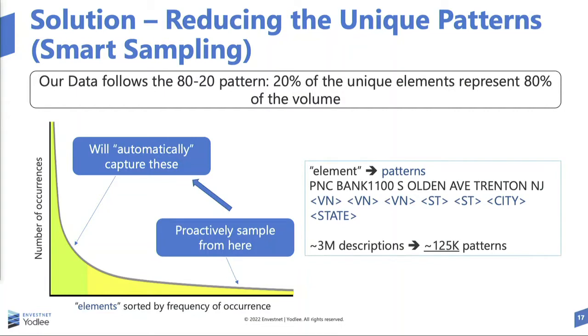So instead of trying to go look at the element level, can we go look at a pattern level? And then how do we define those patterns, right? Those are, I talked about earlier, how do we tag our data? These are different tags. And if you look at those tags and classify that, now you are able to reduce those 3 million descriptions to only 125 patterns, right?